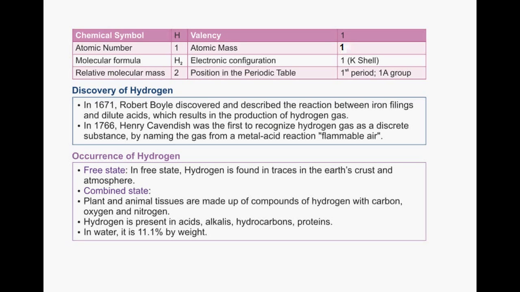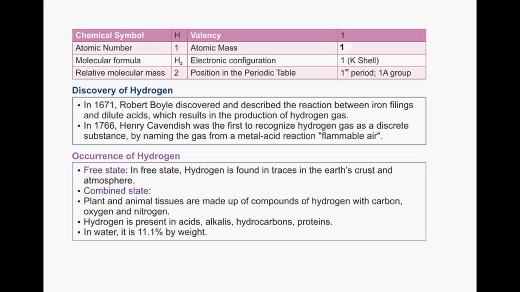Coming to the discovery of hydrogen, in 1671, Robert Boyle discovered and described the reaction between iron filings and dilute acids, which results in the production of hydrogen gas. In 1766, Henry Cavendish was the first to recognize hydrogen gas as a discrete substance by naming the gas from metal-acid reaction as flammable air.